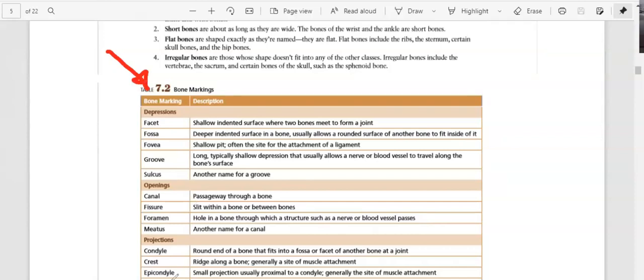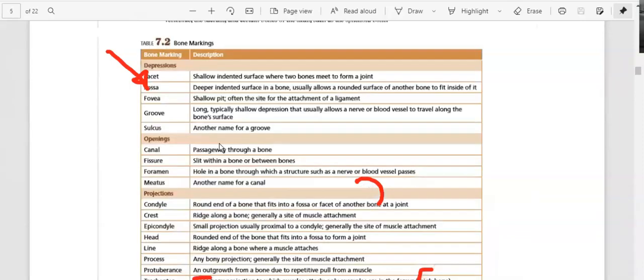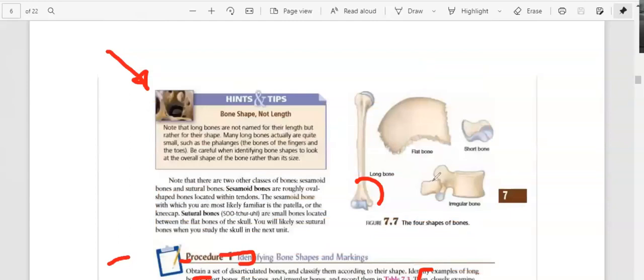For example, right here, I mentioned the head. Right here, you can see head. It's a rounded end of a bone, and that's what I just showed you right here. This is a round end of a bone, so that's a head. I also mentioned that you have a spine. This one right here is going to be called the spinous process. We can go over here and find the spine or process, right here, process. It is any bony projection. As you can see here, if we scroll down, this is a projection coming out of the bone. So you have a process there.